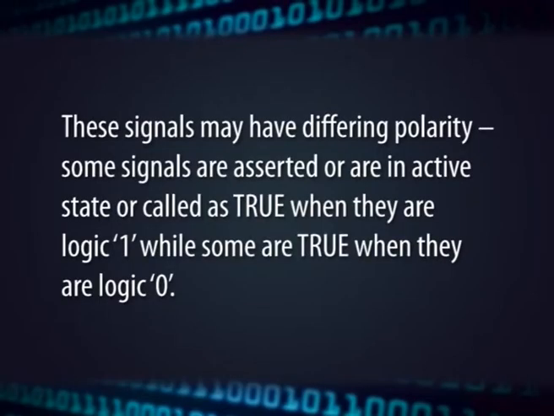The control signals indicate the state of nodes to each other for easy and reliable data. These signals may have differing polarity. Some signals are asserted, or are in active state, or called true, when they are logic 1, while some are true when they are logic 0.